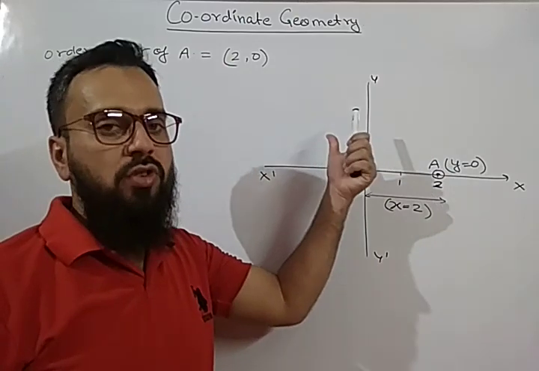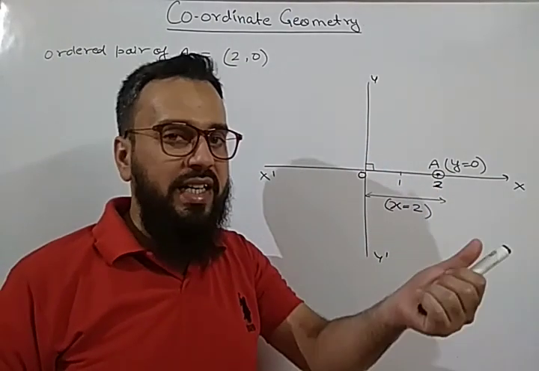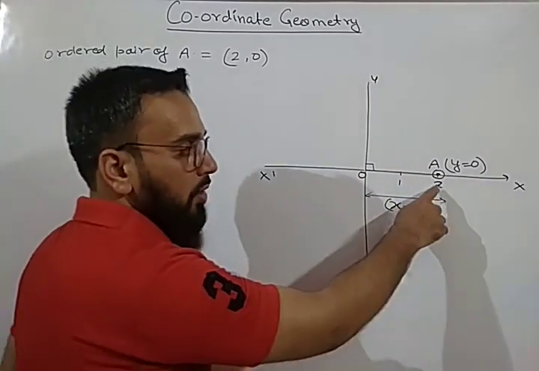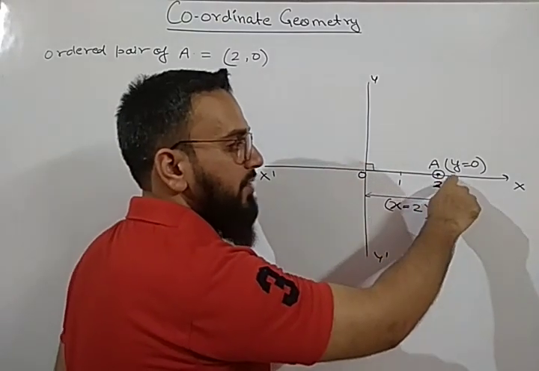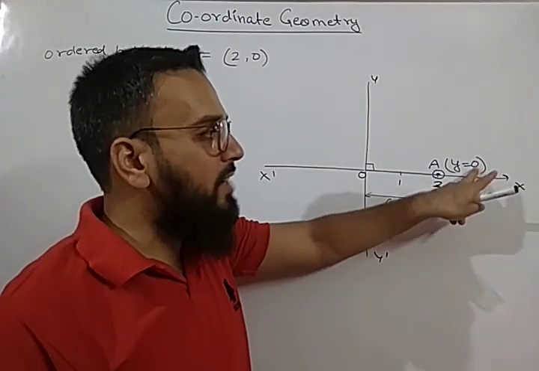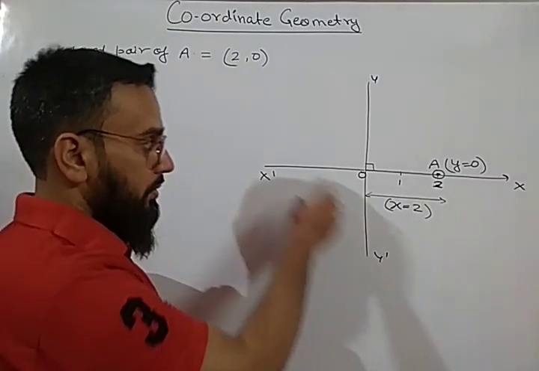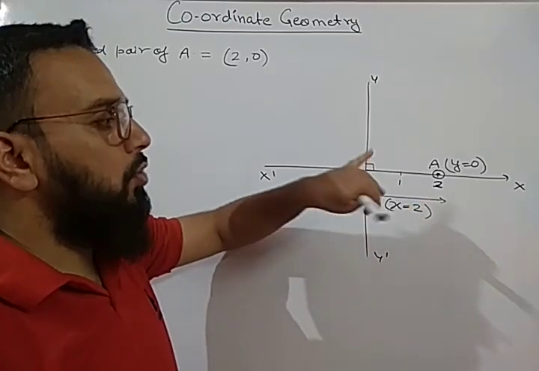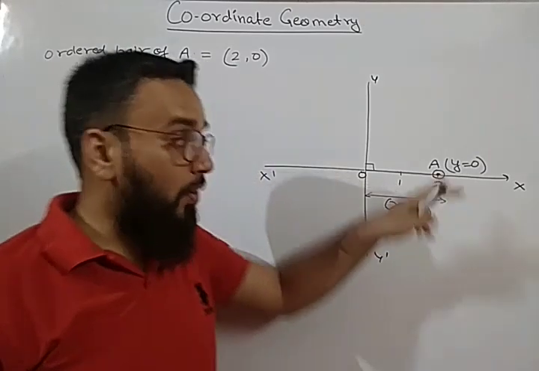Because of our previous concept which we have discussed, that the distance from the x-axis is called the y-coordinate and the distance from the y-axis is called the x-coordinate. So the distance of this point from the y-axis is 2, and because this point is lying on the x-axis, the y-coordinate will be 0. Now I am going to tell you the important thing: how will you write the coordinate of a point which is lying on the x-axis or y-axis? This was just an example.